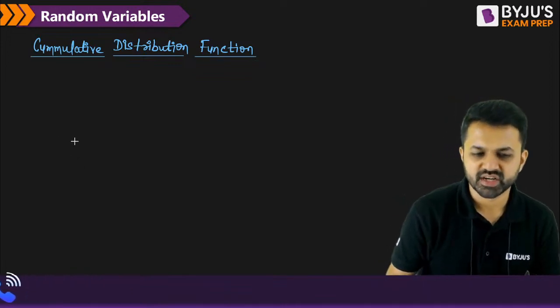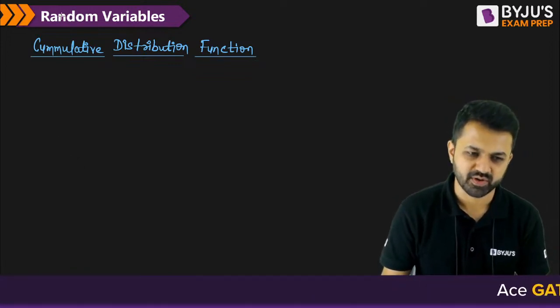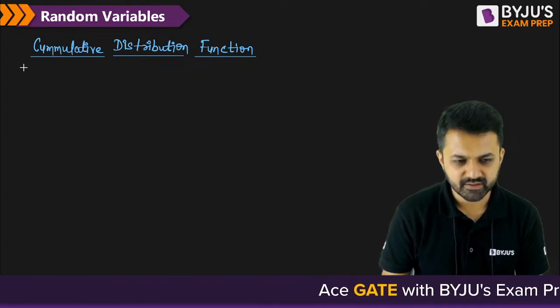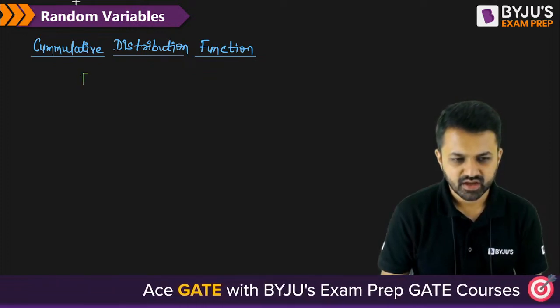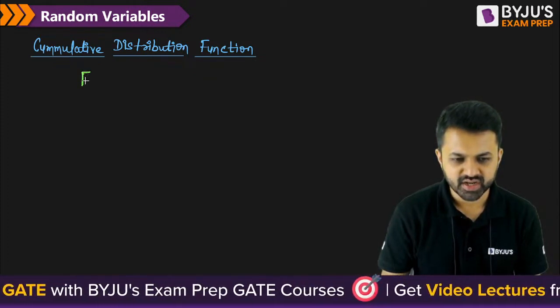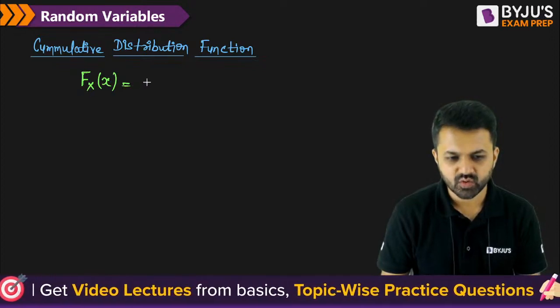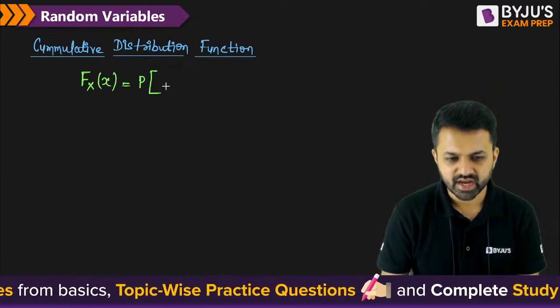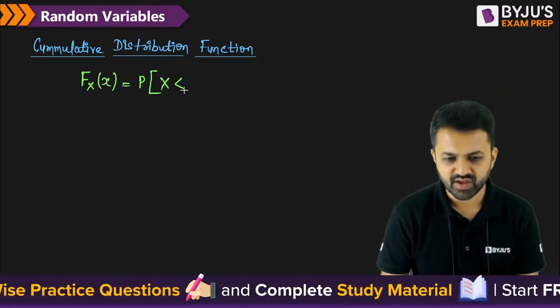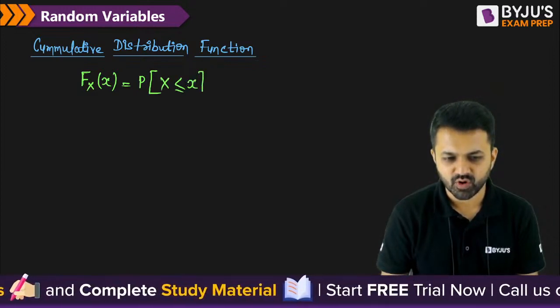How do you define the cumulative distribution function? From mathematics, you might know that the cumulative distribution function F of a random variable X is equal to the probability that the random variable X takes a value less than or equal to small x.